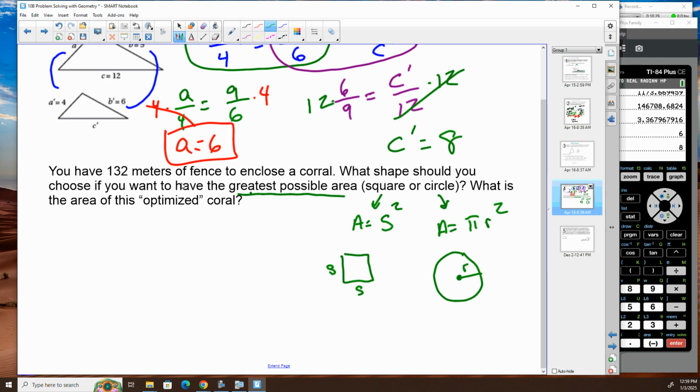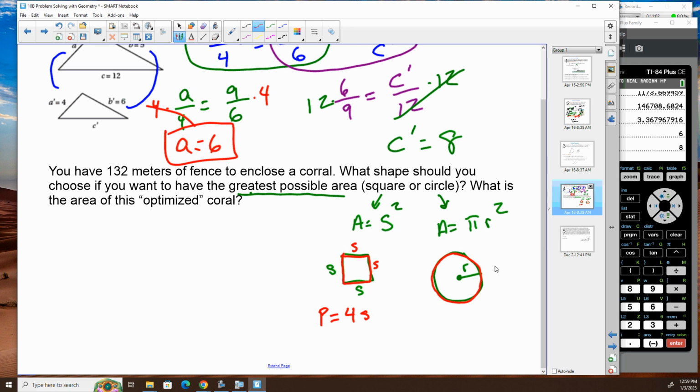Now where it said I had 132 meters of fencing to enclose the corral and I want to get the greatest area, that means if I made a square, I have 132 feet to go all the way around. If I made a circle, I have 132 feet to go all the way around. So with the square, they're talking about perimeter. And since all of these sides on the square are the same length, I have 4 sides of the same length. My formula for perimeter would be 4s, or s plus s plus s plus s.